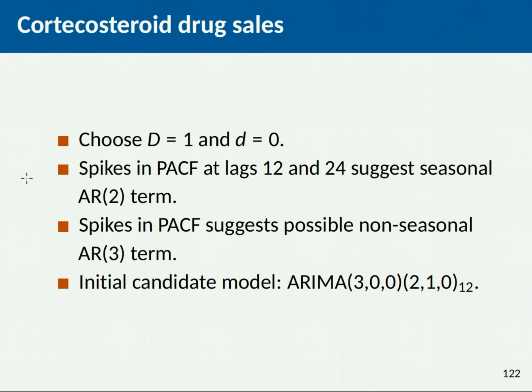Okay, so we have spikes. If you look at the ACF at home, you would see that there are spikes at lags 12 and 24, which is suggestive that we should have a seasonal component in our model. And the spikes in the PACF would suggest that there's a non-seasonal AR3 term. So you can take a look at what types of candidates there are.